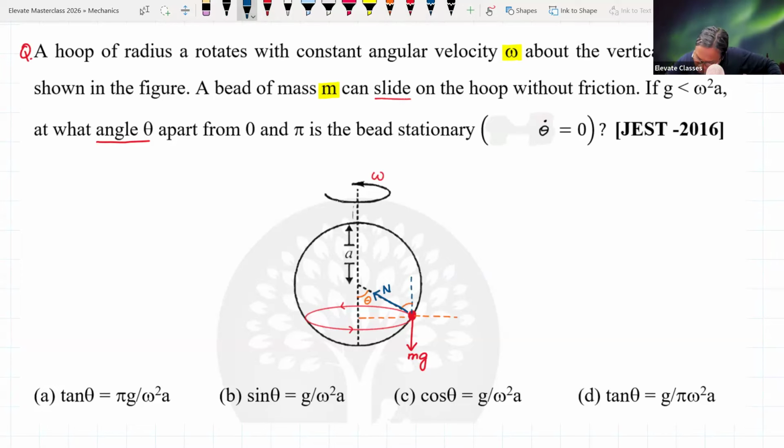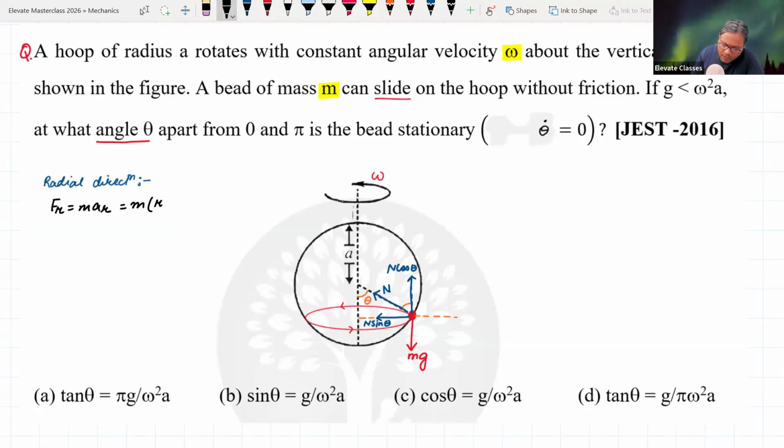So what are the various forces involved? I can resolve the normal reaction into N cos theta along this direction and N sin theta along this direction. Are there any other forces involved? No. So let us look at the radial direction. What is the radial direction? Fr is equal to m ar. So this is equal to m (r double dot minus r theta dot square).